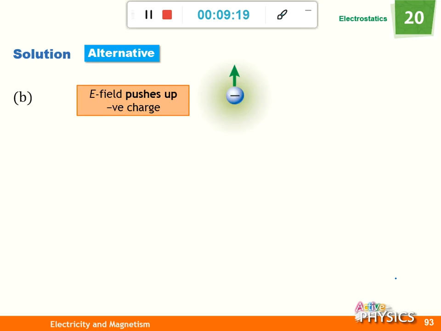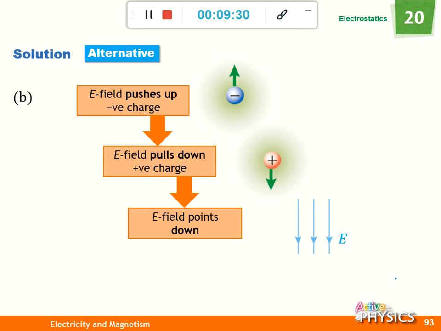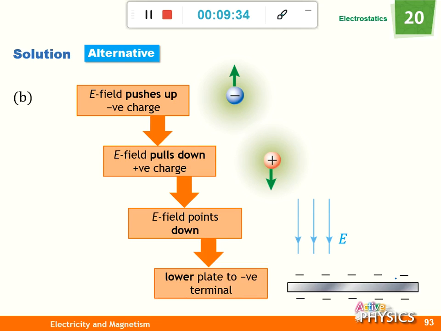And the other method is this one. The E field pushes up an electric charge. It means that the E field should be pointing downward. The E field starts from the positive plate, so the upper plate should be positive and the lower plate should be negative.